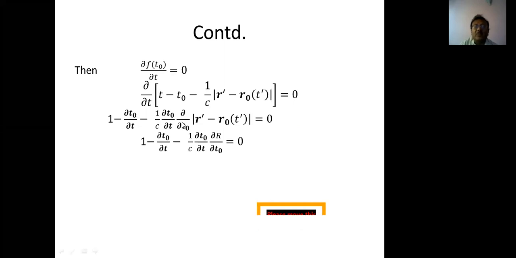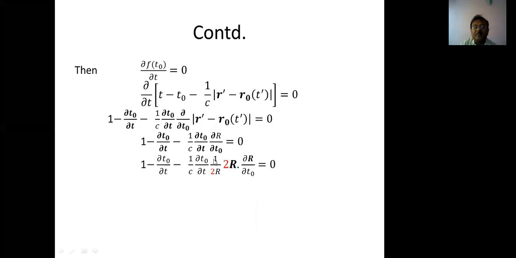So this is the thing that I was talking about. This is 1 minus dou t naught by dou t minus 1 by c dou t naught by dou t and dou r by dou t naught. And we can play with this dou r by dou t naught. This dou r by dou t naught can be written as dou by dou t naught of vector r dot vector r whole raised to the power 1/2. And that comes out to be 1 by 2 square root r dot r. That square root r dot r means just r scalar. And when you operate that dou by dou t naught on vector r square, that will come as 2 r vector dot dou r by dou t naught. And this dou r by dou t naught is nothing but minus v, that we have already calculated many times. So this 2 and 2 will cancel.